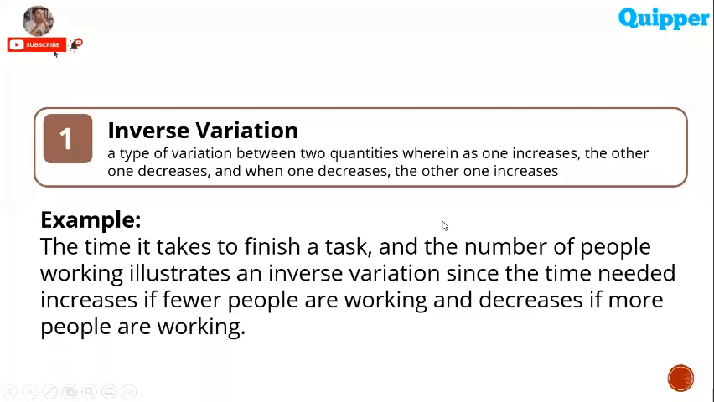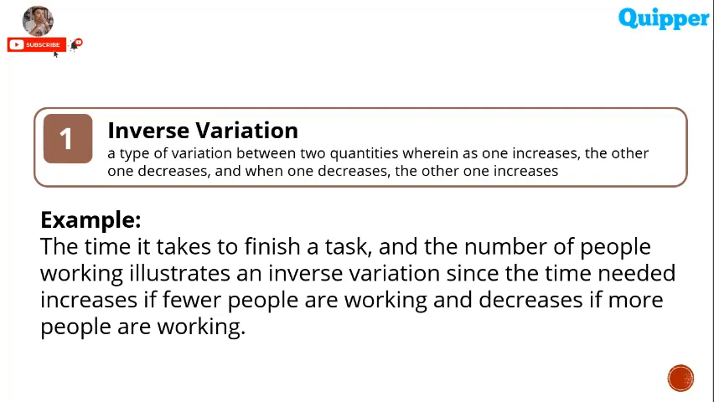We're now in the second type of variations, which is inverse variation. It is a type of variation between two quantities wherein as one increases, the other one decreases, and when one decreases, the other one increases. So you can see in the definition, this is the opposite of direct variation.